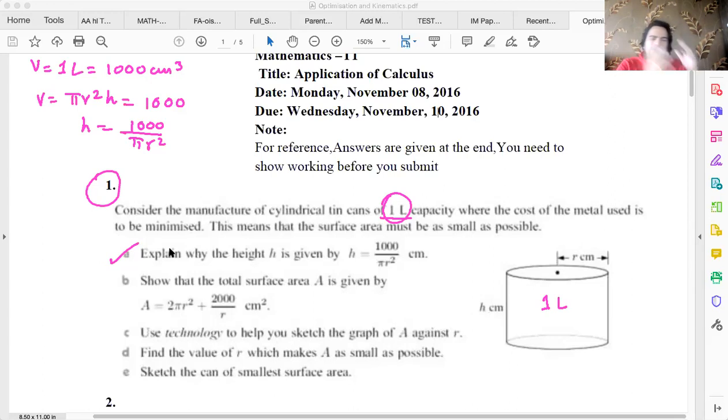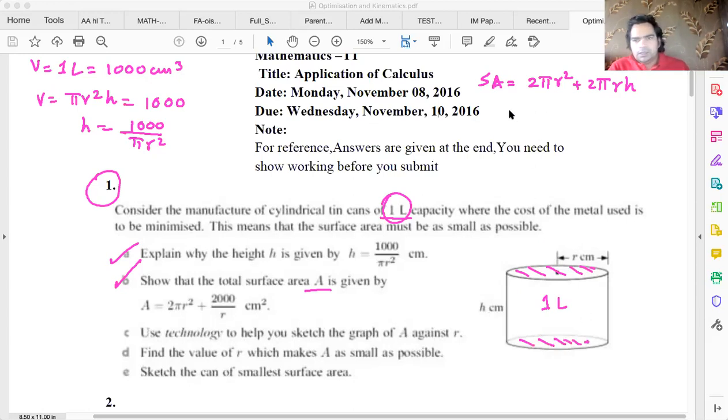Now this is going to be useful for us to get the expression only in one variable form. Now let us say next step is show that the surface area is given as 2 pi r squared plus 2000 over r. Now when you look at surface area of a cylinder, it is 2 pi r squared plus 2 pi r h. So 2 pi r squared plus 2 pi r h is the formula for total surface area considering it's a closed cylinder.